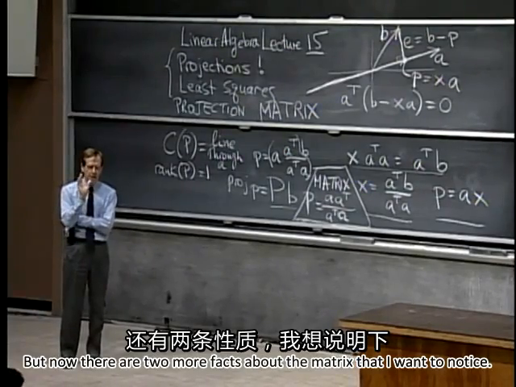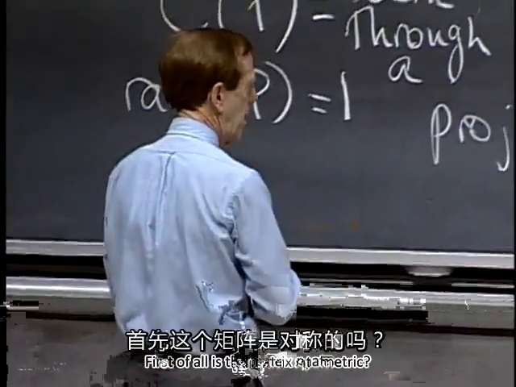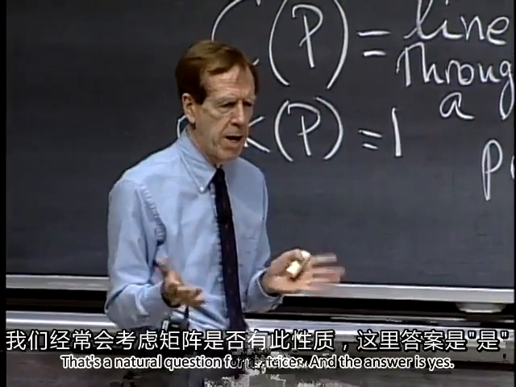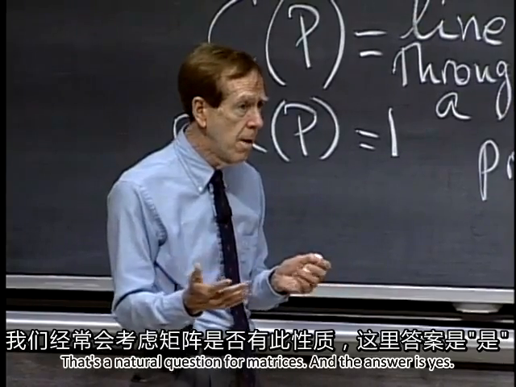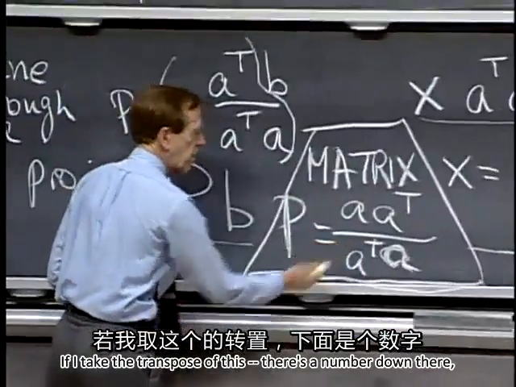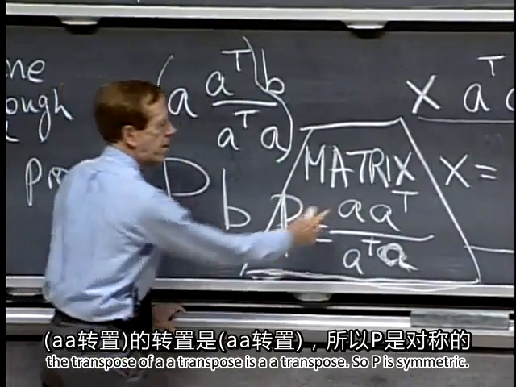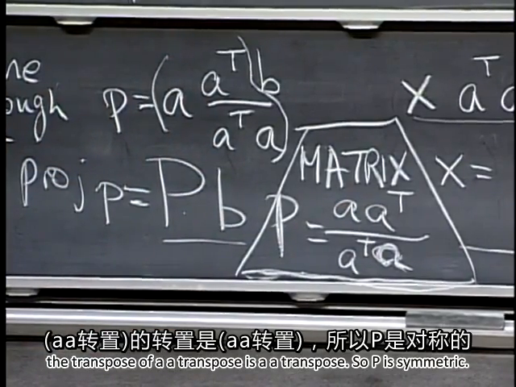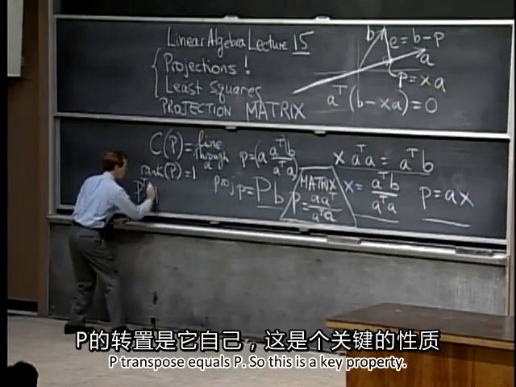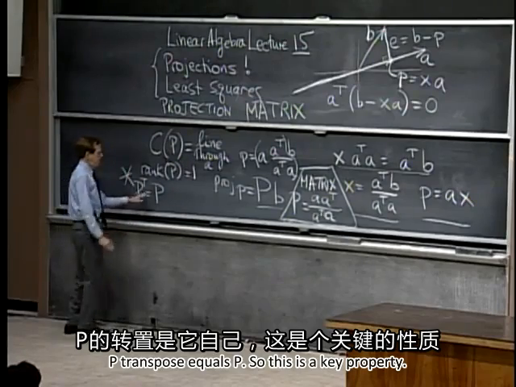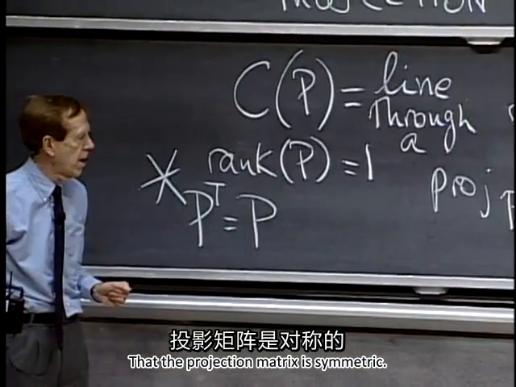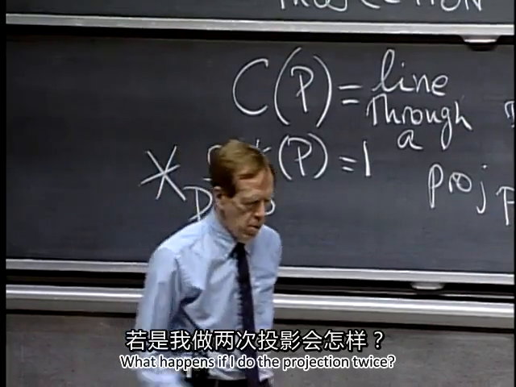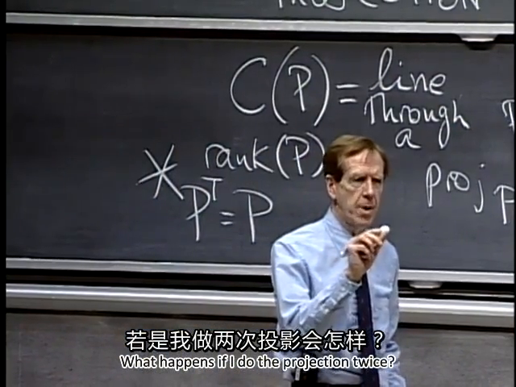Okay. So I know that much about the matrix, but now there are two more facts about the matrix that I want to notice. First of all, is the matrix symmetric? That's a natural question for matrices. And the answer is yes. If I take the transpose of this, there's a number down there. The transpose of A transpose is A transpose. So P is symmetric. P transpose equals P. So this is a key property, that the projection matrix is symmetric. One more property now, and this is the real one. What happens if I do the projection twice?